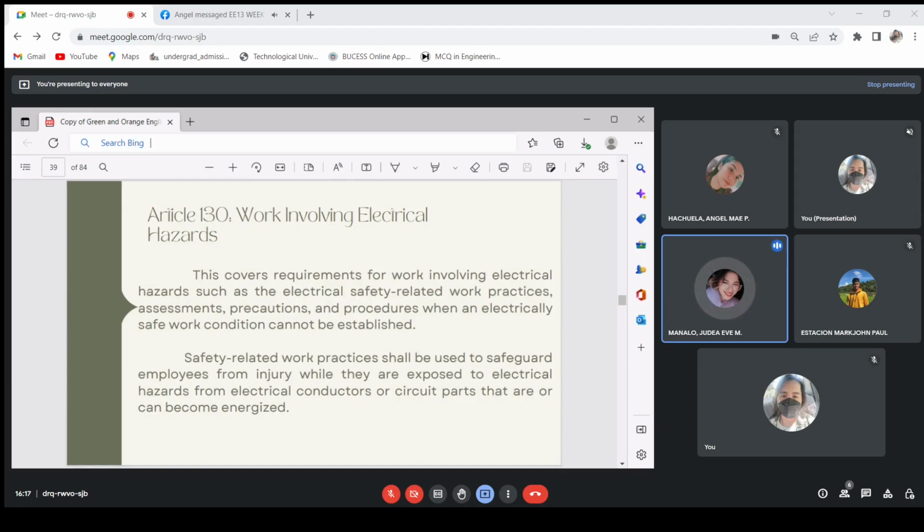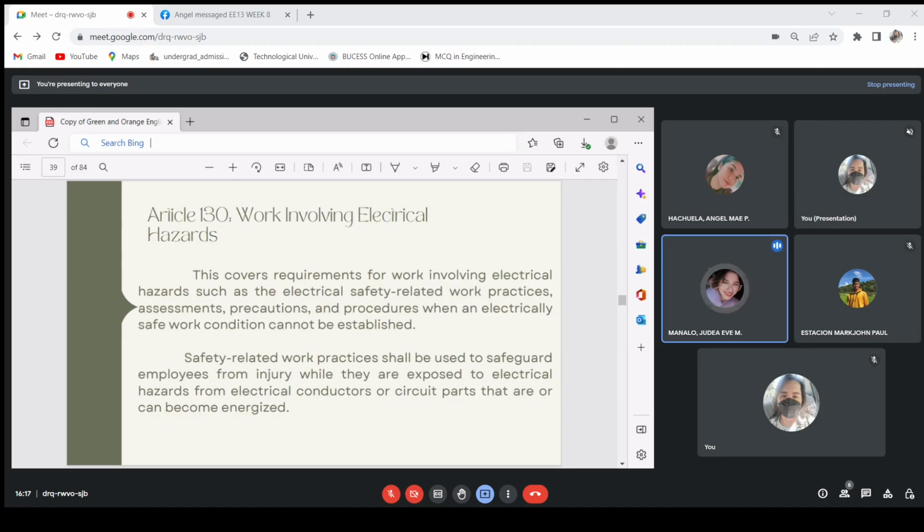Article 130 covers the requirements for work involving electrical hazards, such as the electrical safety-related work practice assessments, precautions, and procedures when an electrically safe work condition cannot be established. This would recognize when energized electrical conductors and circuit parts operating at voltages equal to or greater than 50 volts are not put into an electrically safe work condition and work is performed.